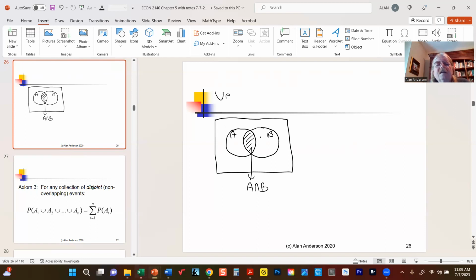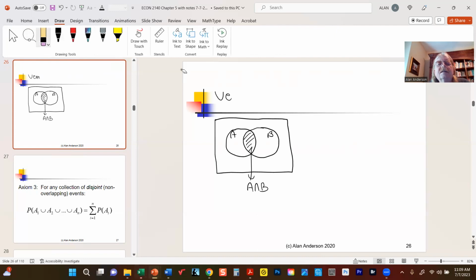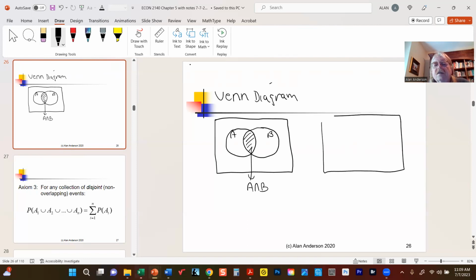This is our old friend, the Venn diagram. Yes, the Venn diagram. You remember this. Perfect for illustrating the relationship between sets. So you've got A and B on the left, they overlap. Here they do not.